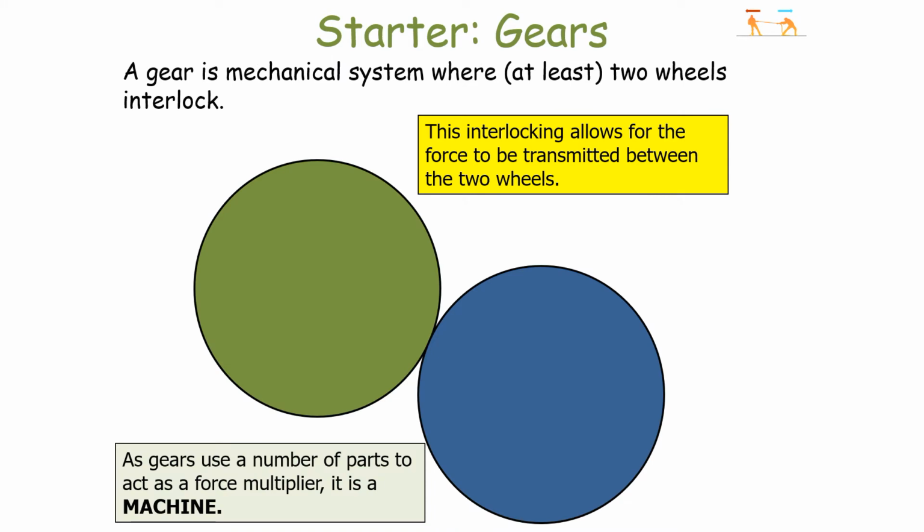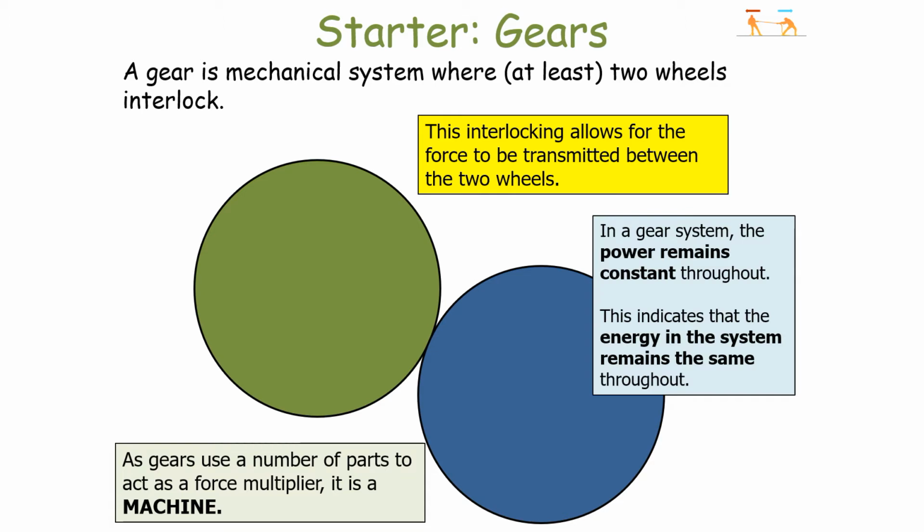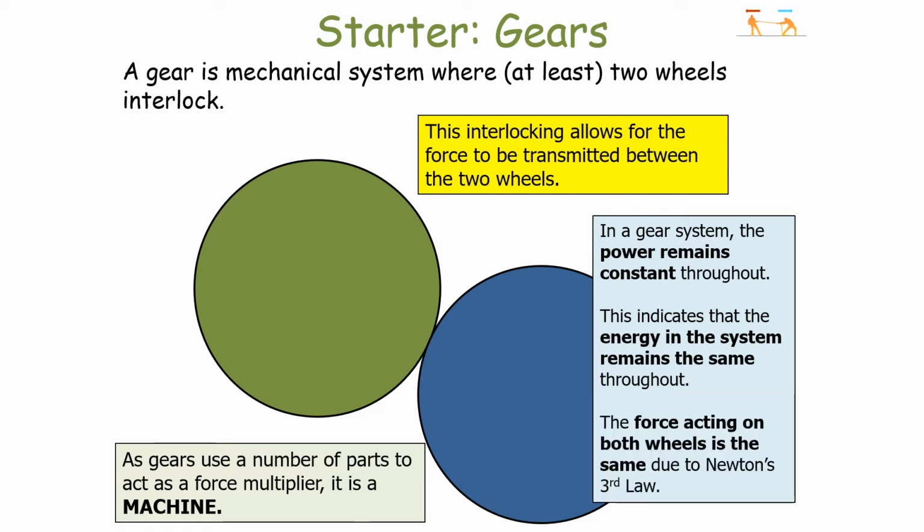A gear is a mechanical system where at least two wheels interlock. So this interlocking allows for the forces to be transmitted between the two wheels. Now in a gear system, the power remains constant across both wheels, so therefore the energy across both wheels remains constant. Now the force acting on both wheels is the same due to Newton's third law. If you have two objects exerting a force on each other, they will be equal yet opposite.